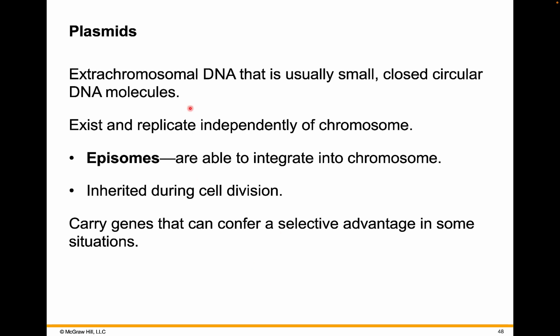On the other hand, the plasmids are the extra chromosomal DNA. These are essentially round, double-stranded, closed circular DNA molecules. They exist and replicate independent of the chromosome. And some of them are called episomes, which are able to sometimes integrate into the chromosome, and they do have the ability to excise themselves out of the chromosome and be present as a separate entity. These are inherited during cell division, and they carry individual genes and can contain a selective advantage in some situations.